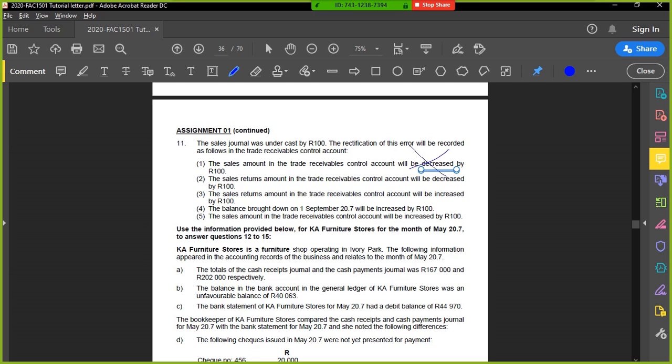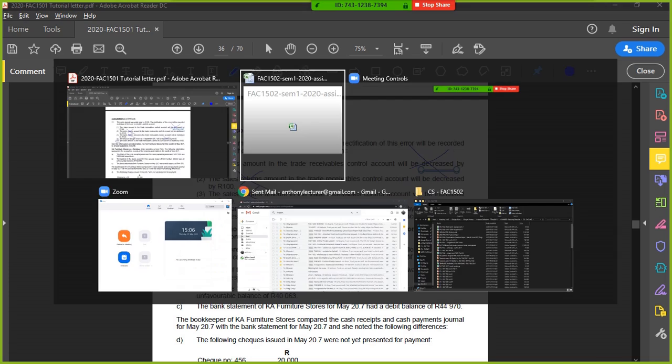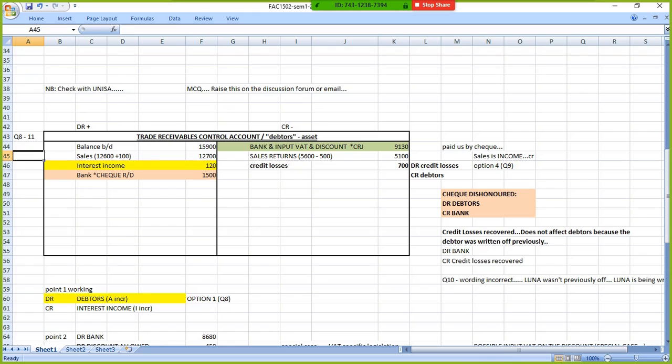No. Sales returns? No. Sales returns? No. The balance brought down? No. The sales amount in the trade receivables control will be increased? Yes. Question 11, option 5 here. I'm just going to write that next to this. Okay, and that's it.